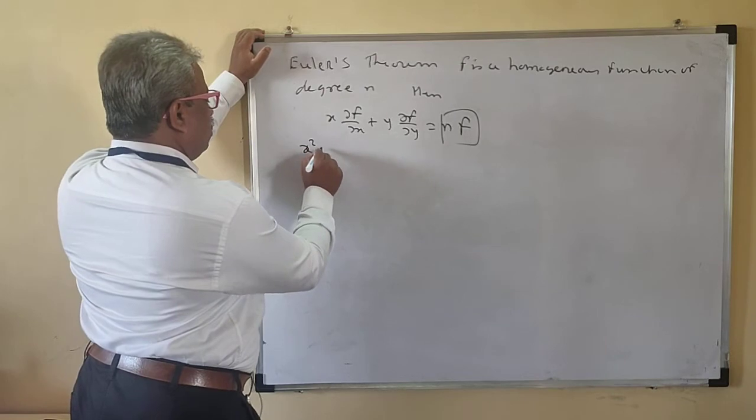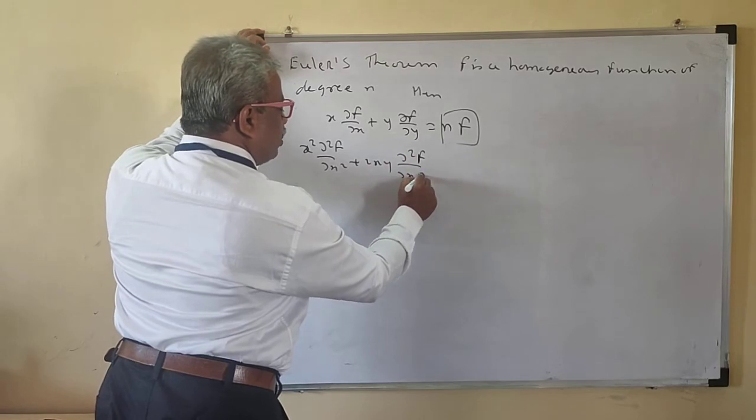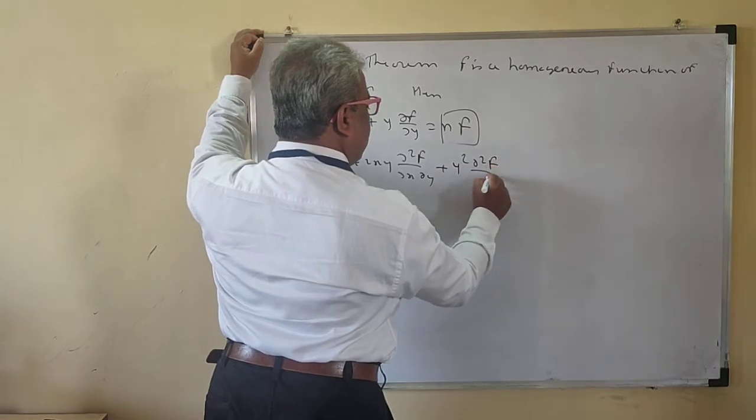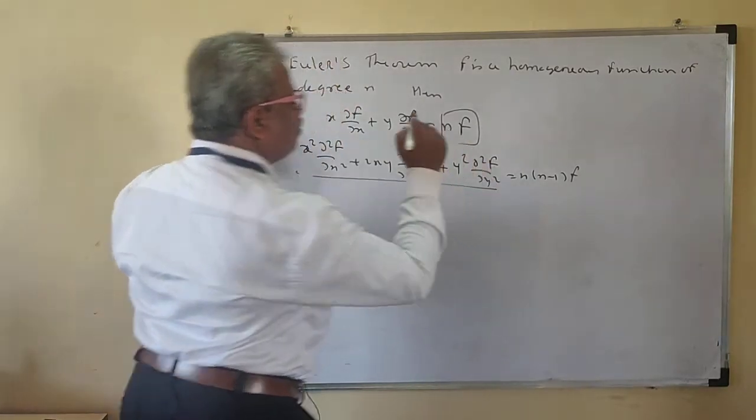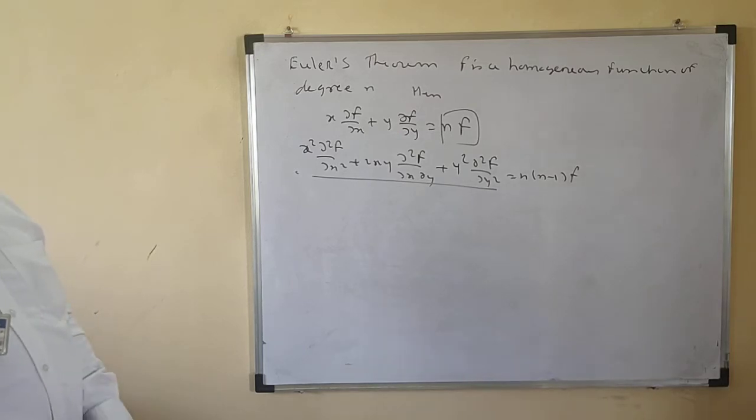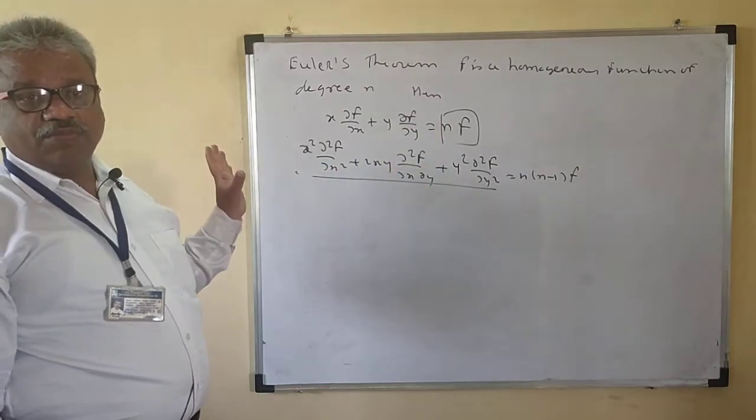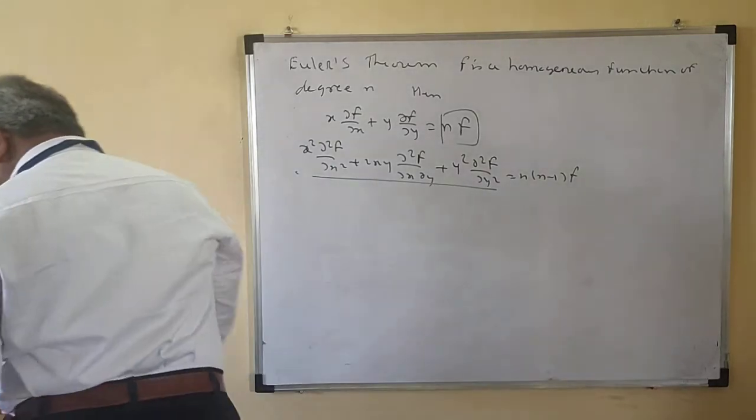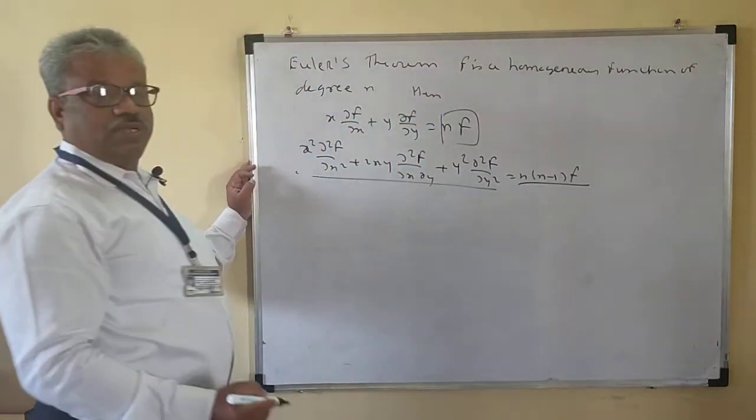Also, x square dou 2f by dou x square plus twice xy dou 2f by dou x dou y, the order is important here, plus y square dou 2f by dou y square is equal to n into n minus 1 times f. You can directly find this value without finding the first order or second order partial derivatives. This is Euler's theorem. If you know the function is homogeneous, you can directly find the value without differentiating the function. This is very important: n into n minus 1 times f.